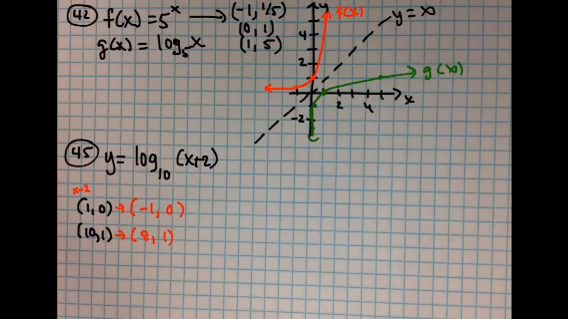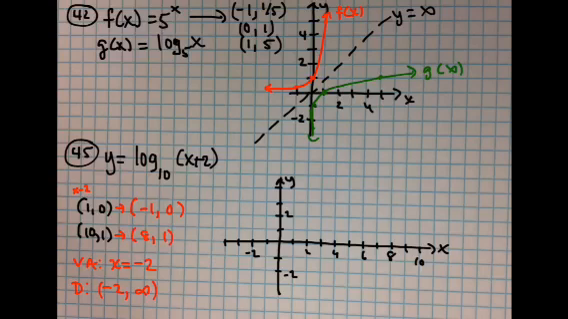I know the vertical asymptote is going to be x equals -2, because that's the h value. And I know that the domain is going to be, and I could do it after I graph it, but I know it's going to be from -2 to infinity. So let's go ahead and graph.